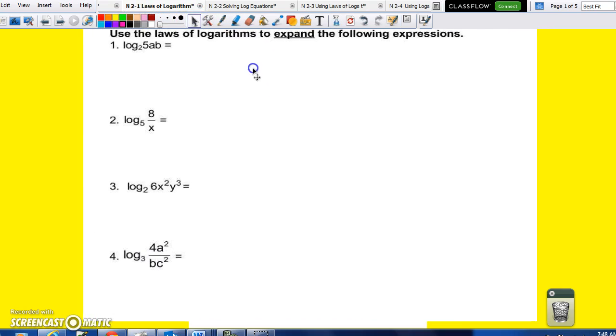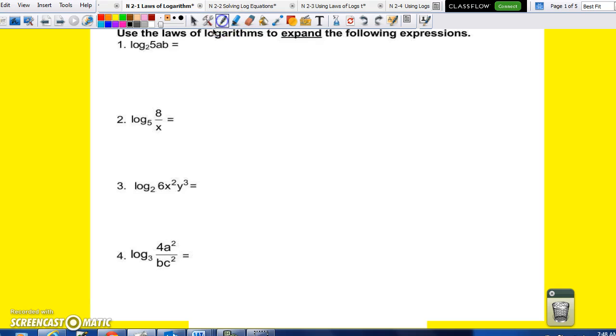So on the first one, I know that I have multiplication. 5 is multiplied by A is multiplied by B. So because I have multiplication, I know I'm going to have to change this to addition. So I really have log base 2 of 5 plus log base 2 of A plus log base 2 of B. Because what they're asking us to do here is to expand the expressions.